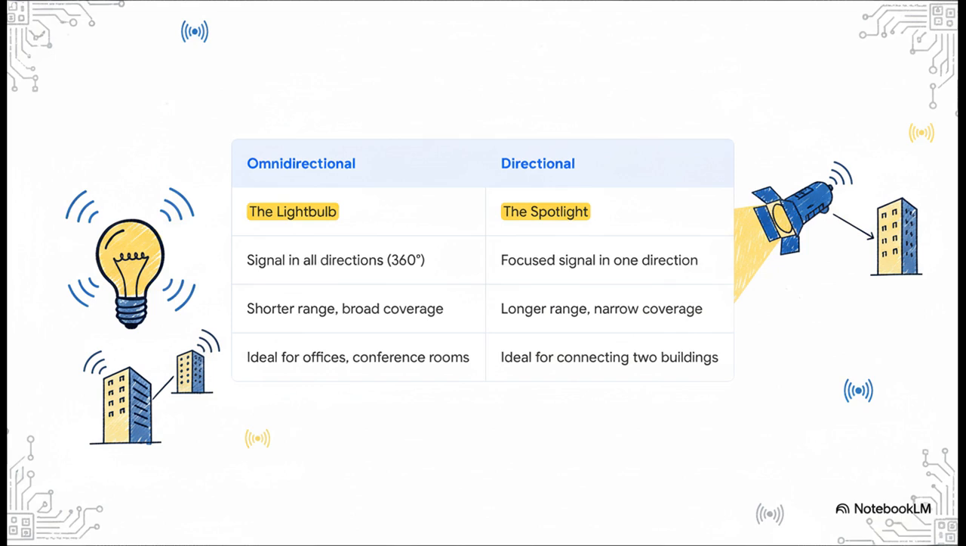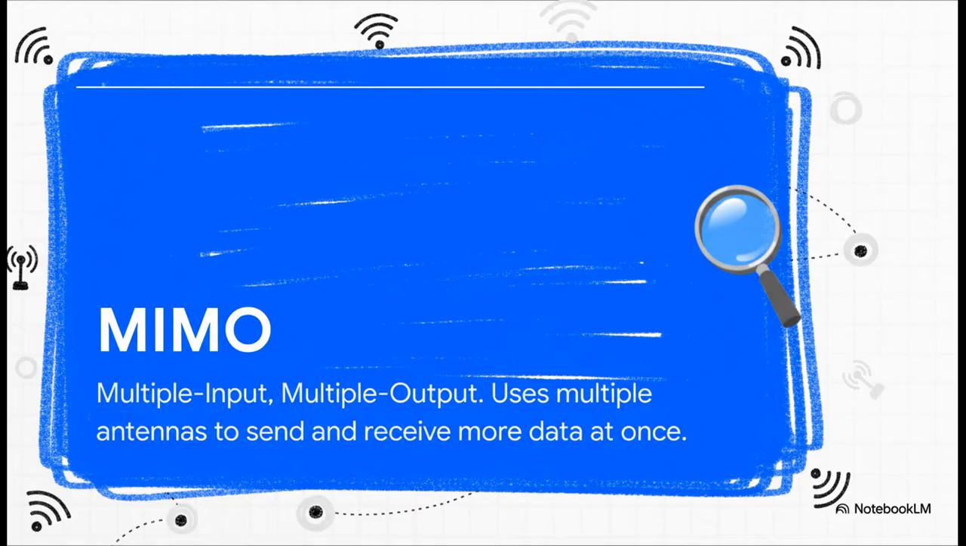A directional antenna, on the other hand, is like a spotlight. It focuses all of its energy into one single narrow beam. This is exactly what you'd use to, say, beam a Wi-Fi signal across a parking lot to connect two separate buildings together.